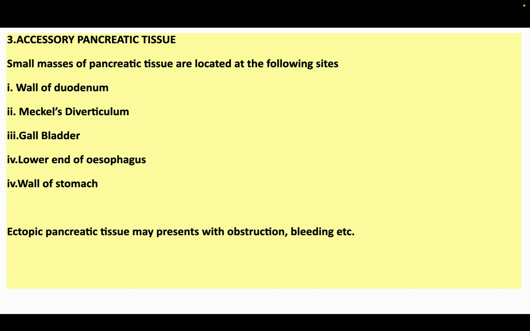Then accessory pancreatic tissue: small masses of pancreatic tissue are located at the following sites, that is the wall of the duodenum, Meckel's diverticulum, gallbladder, lower end of esophagus, and wall of stomach. The ectopic pancreatic tissue may present with obstruction, bleeding, etc.